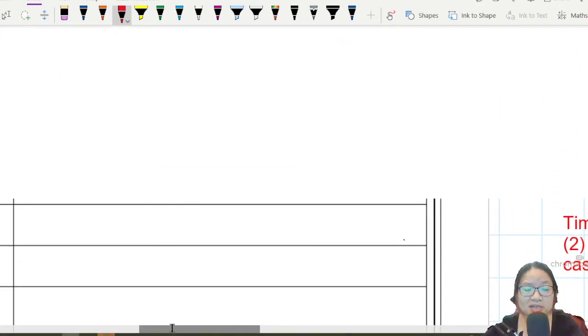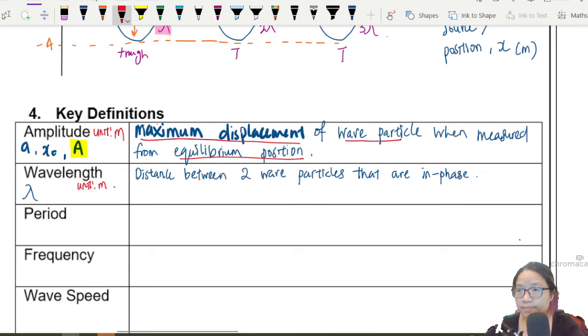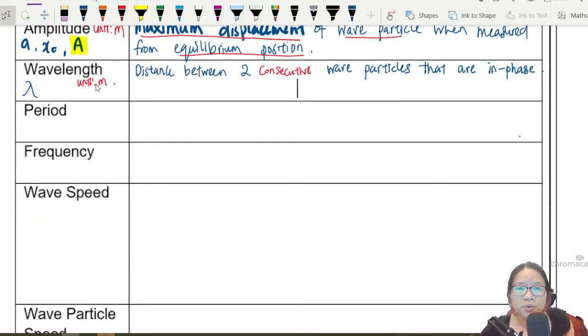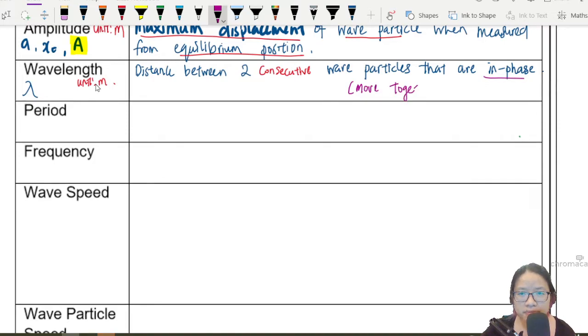which means if you write something like this, where you say that it is the distance between two wave particles that are in phase, you are missing a keyword. And the keyword here that I will include in red is consecutive. These two wave particles are next to each other. Okay, distance between two consecutive wave particles that are in phase. Okay, or they are moving in phase. So what in phase means, as mentioned just now, is when they move together in synchrony. So what that looks like is go up together, go down together. You can rewind and watch the animation again.